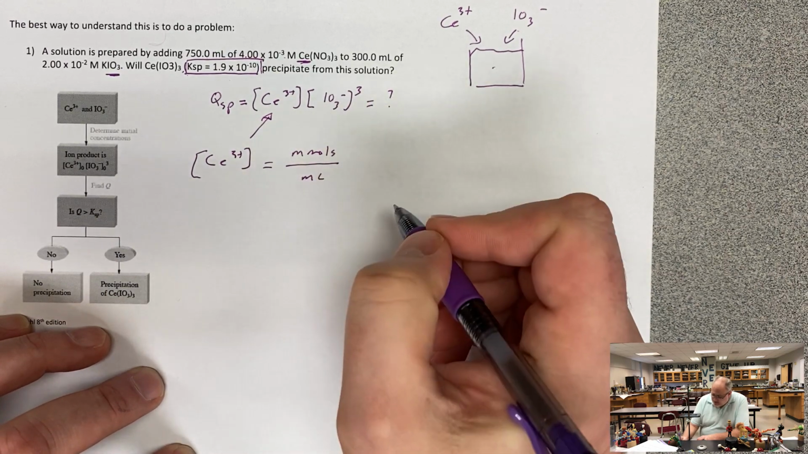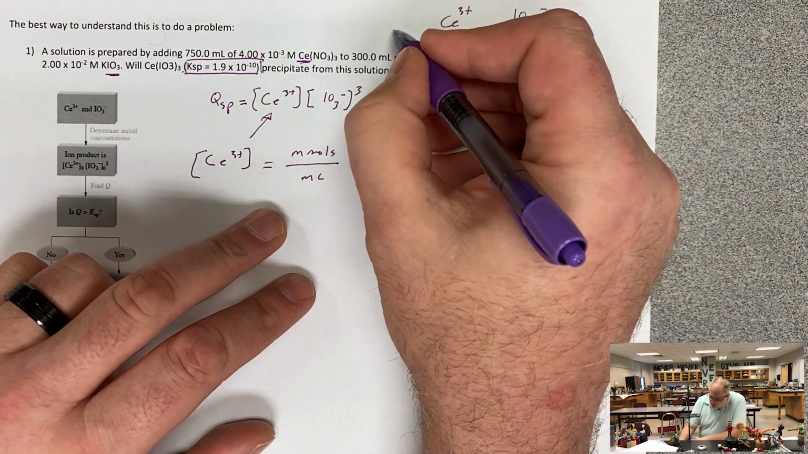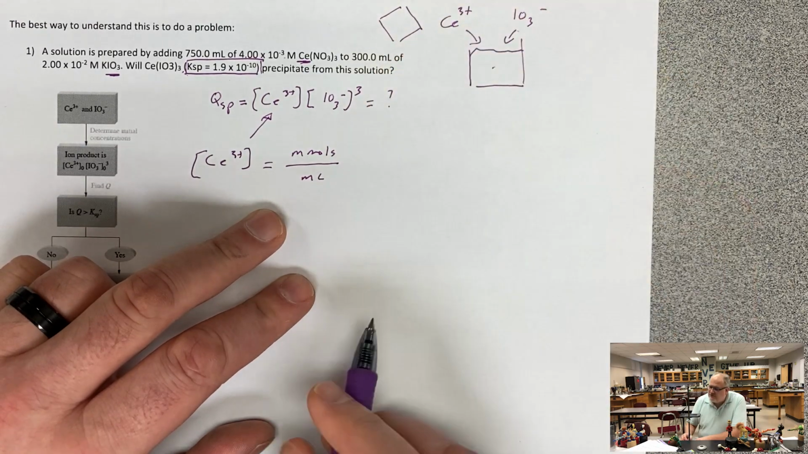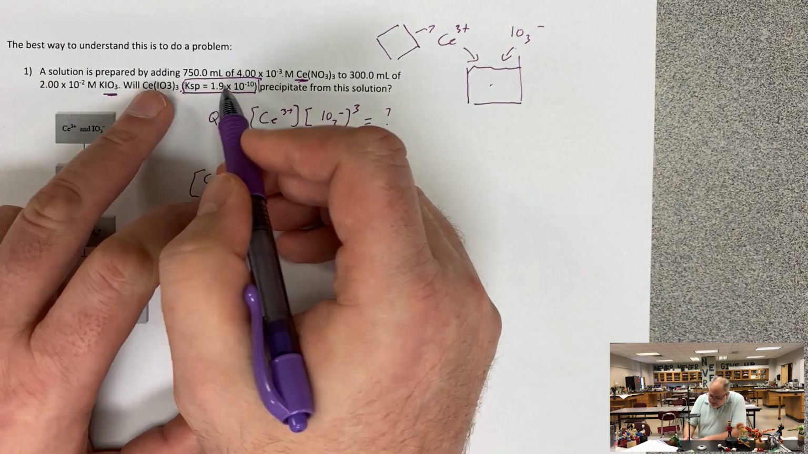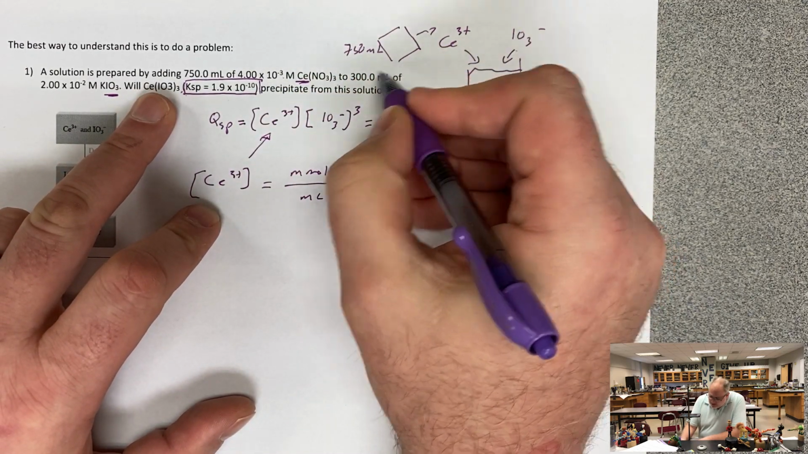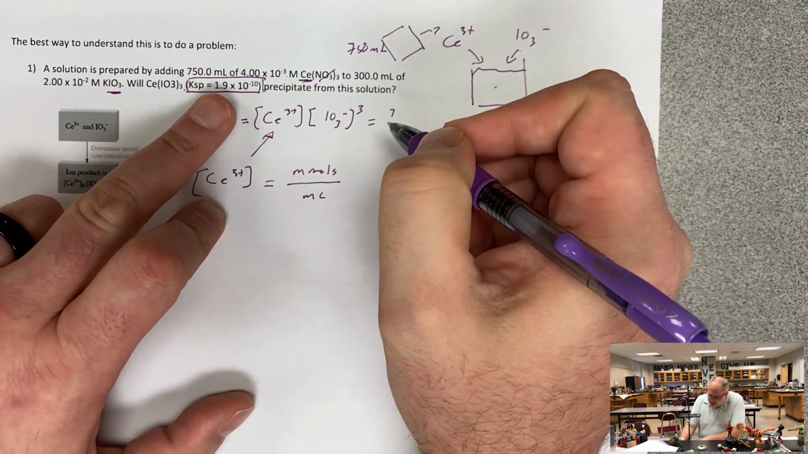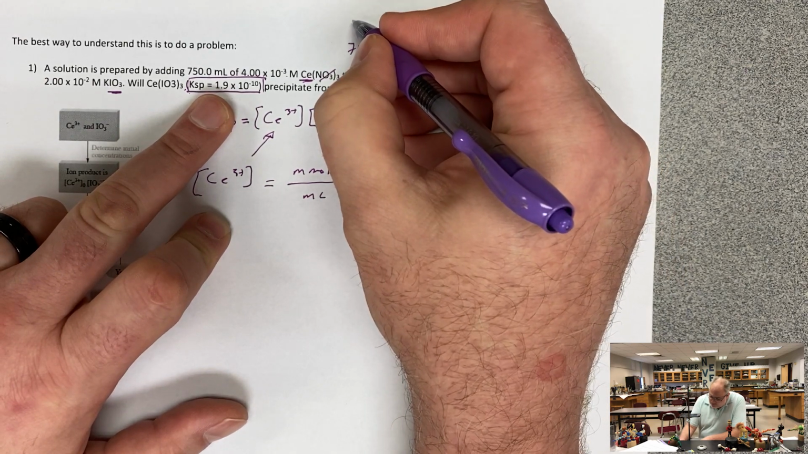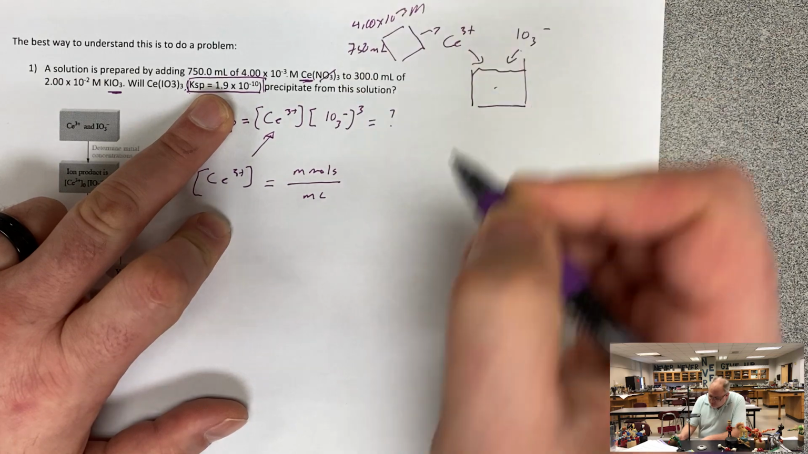Because that's going to give us molarity. So how do we do that? Well, what you need to be aware of is that when we're pouring in, I'm going to make a container to show you the fact that we're actually pouring stuff in, right? We're pouring this in here. They tell us that we have 750 milliliters of our CeNO3. Again, we don't care about the NO3. But don't they also tell us that we have molarity of 4.00 times 10 to the negative 3 molar?